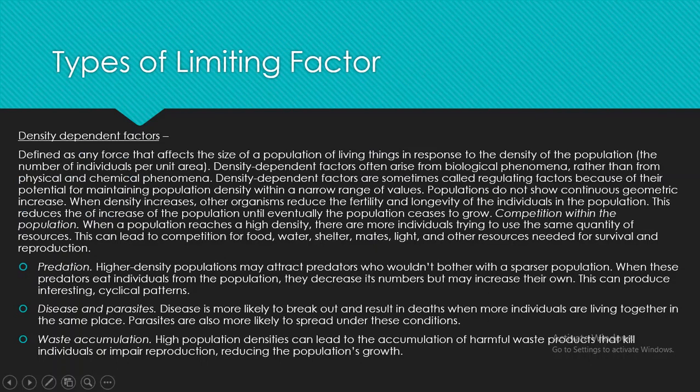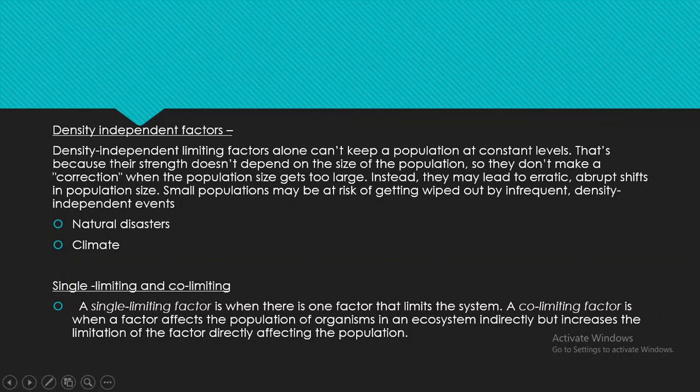So, yung types of limiting factor, kanina, nasabi ko na ito. Density dependent is defined as any force that affects the size of a population of living things in response to the density of the population. So, ito yung from within the population nga. So, interactions from within the populations. We have predation, we have diseases and parasites or waste accumulations. And we have here the density independent factors, the abiotic environment offers, yung temperature, yung climate, yung weather, yung natural disasters, natural phenomena, etc.